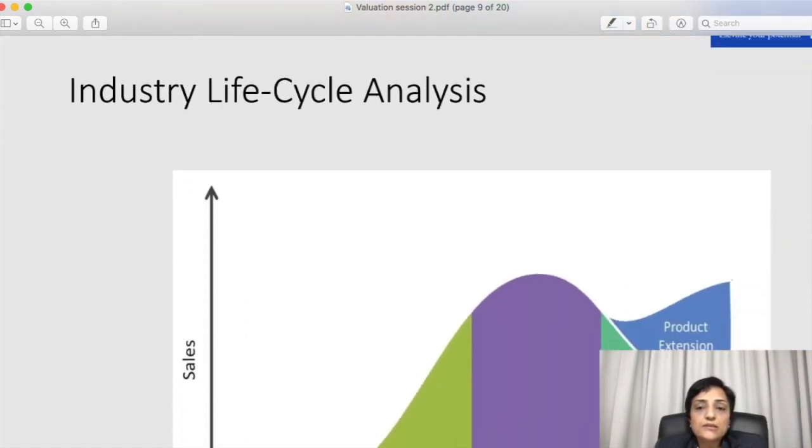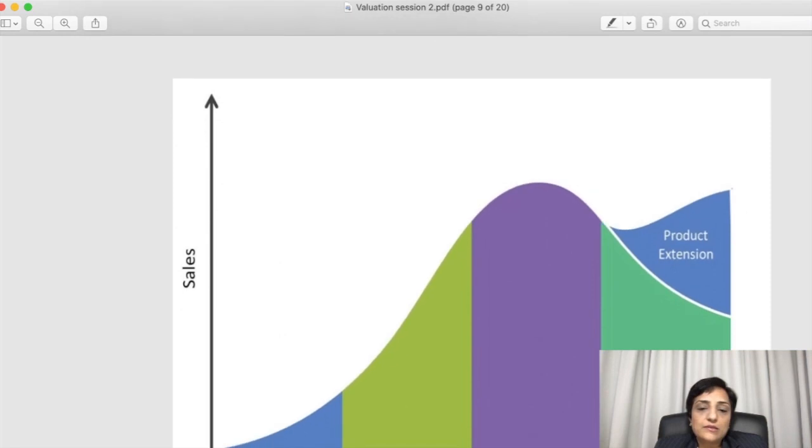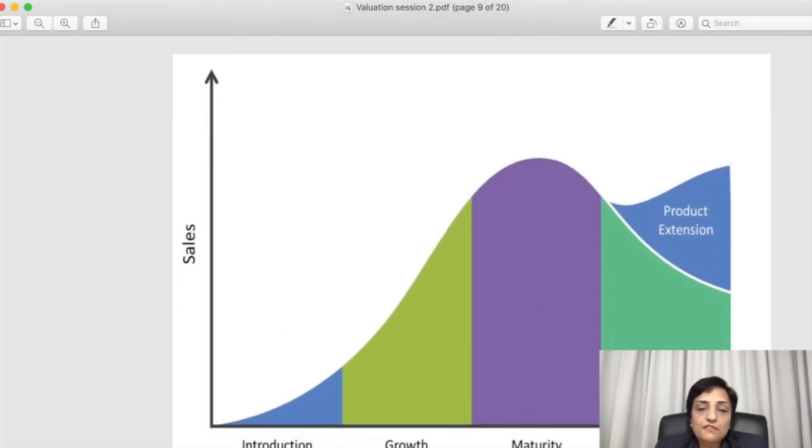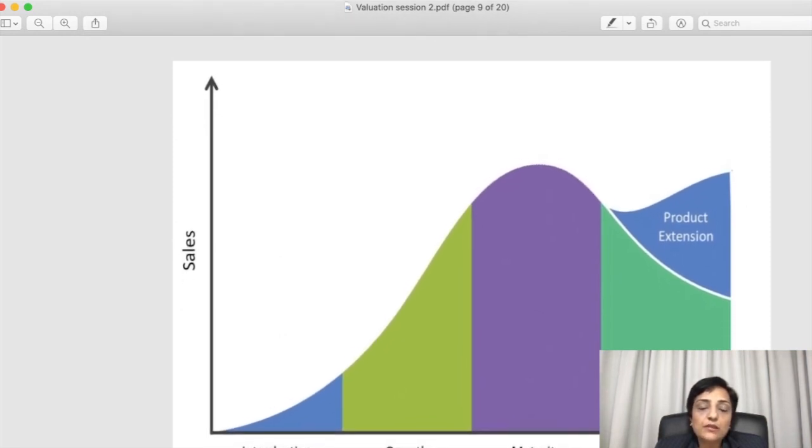Next one is industry life cycle analysis. Now this is also important because if the industry that you are looking at, or the valuation, the focal company, and the company's industry, if it is in the introduction stage, then the growth rates that we project can be very high. Even in the first green area, if it's in the growth stage, then the growth projections could be very high in the initial years that we project.